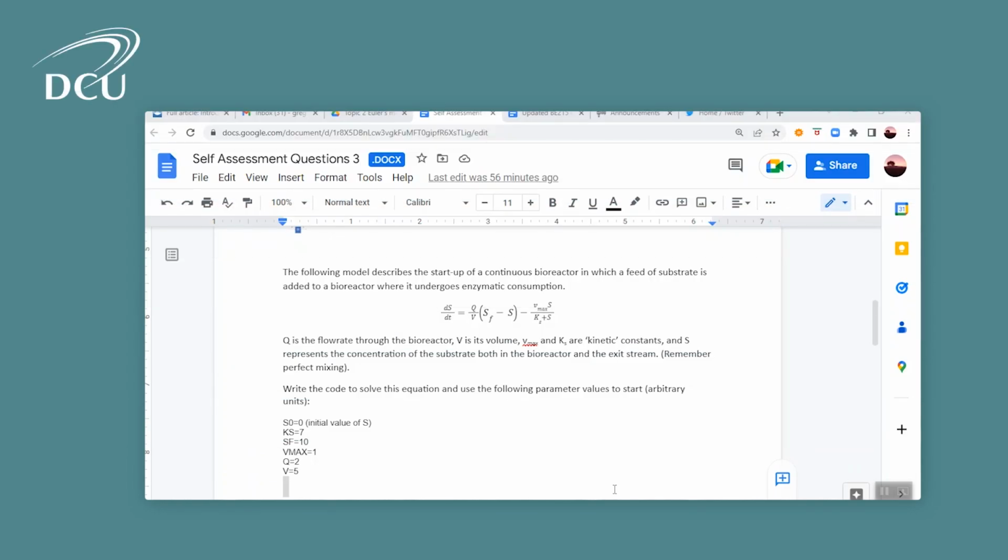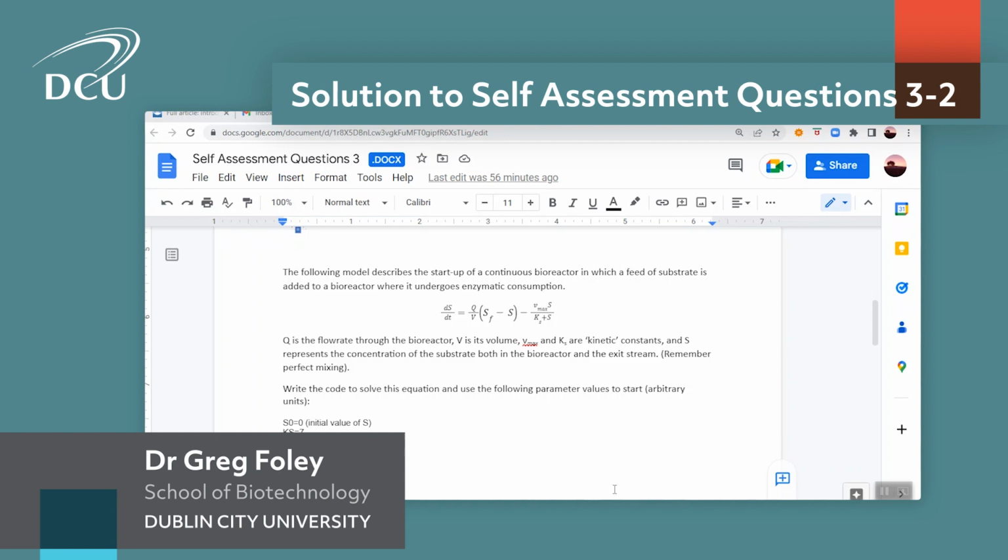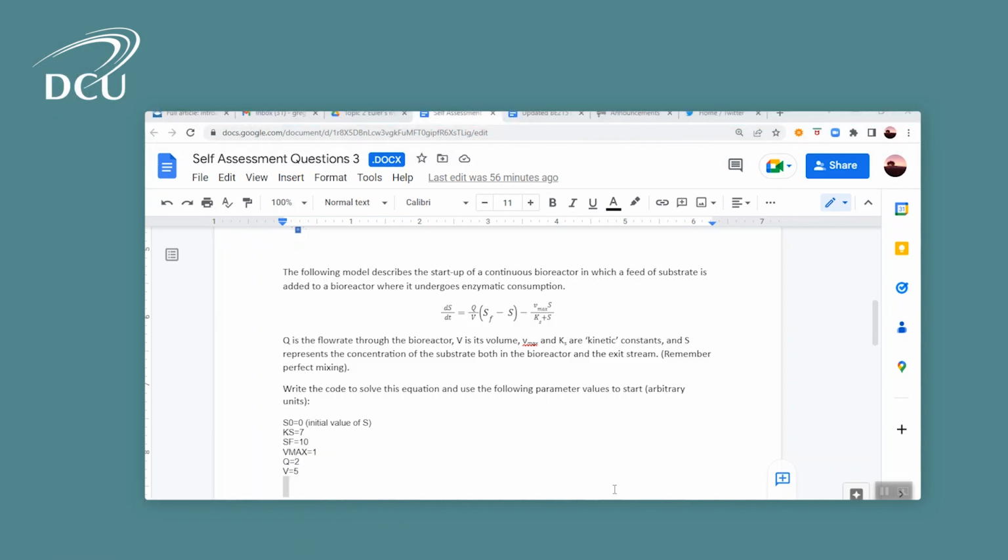So looking now at the second problem on the third self-assessment sheet, we're going to look at a common scenario that you have in bioprocesses, where even in a continuous reactor, where you've stuff flowing into the reactor and you've stuff flowing out of the reactor.